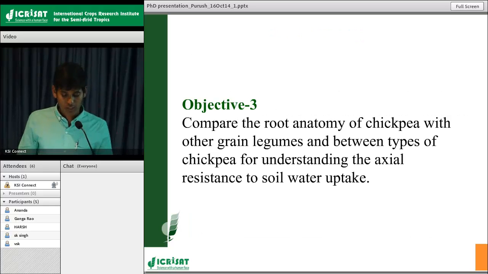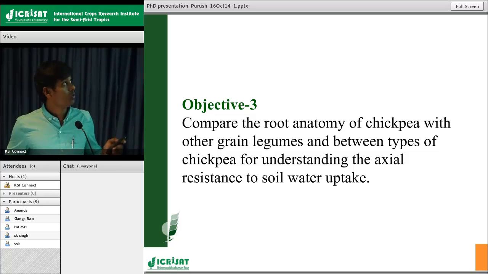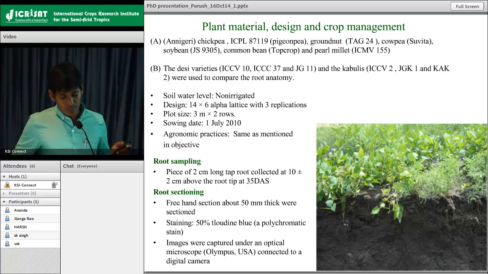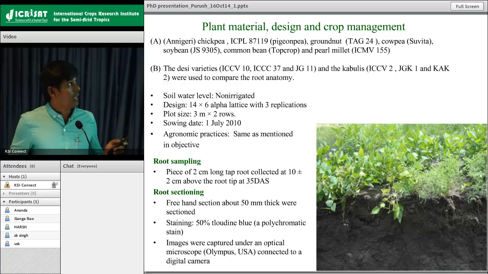When it comes to objective 3, the root anatomy of chickpea was compared with other grain legumes and also between the chickpea types. For plant material and design, the crop management was separated into 2 experiments. The first experiment contains chickpea in comparison with the other grain legumes, and the second experiment contains the desi variety, to understand the difference between the desi varieties and the kabuli ones in root anatomy.